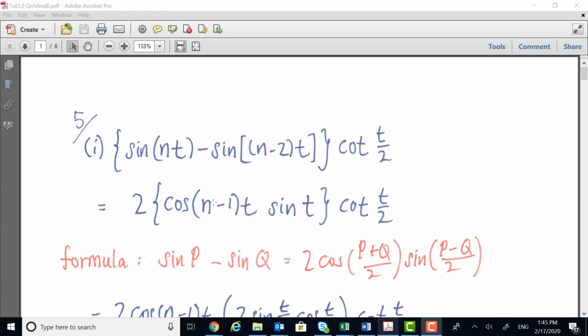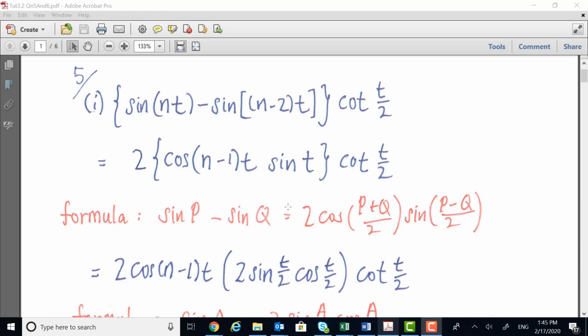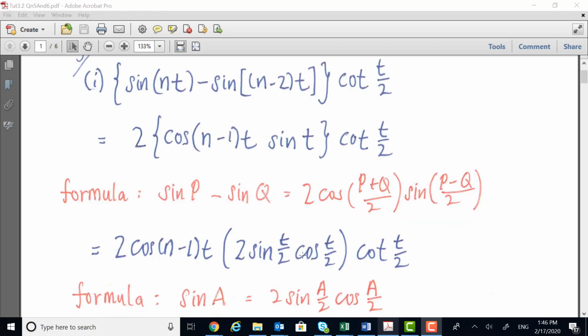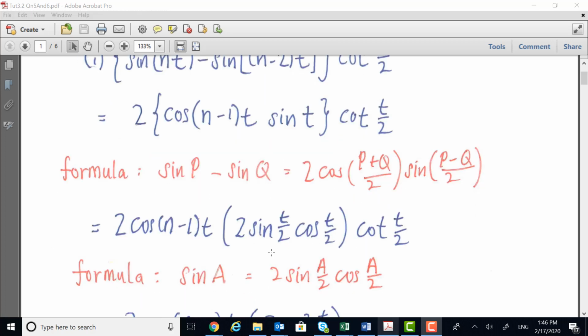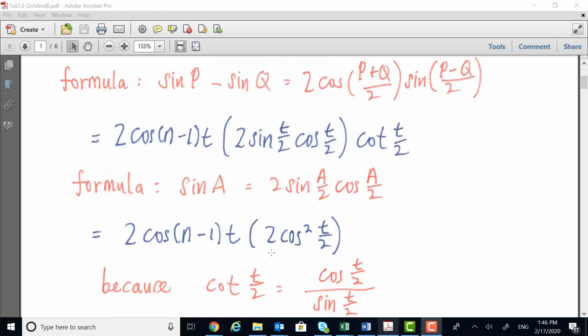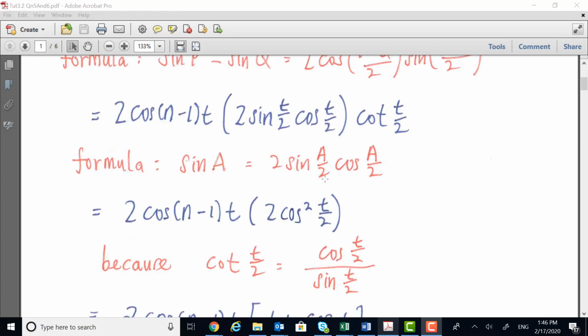You can see 2 cos sine. After that, what I did was I broke this sine t into sine t over 2 cos t over 2, and to break this up from here into here, I've used this formula. This is actually the half angle formula that we are familiar with. And after that, because this is a cotangent, cotangent t over 2 can be changed into cos over sine. And then a copy of sine cancels with this sine, and it will leave you with just cosine square.